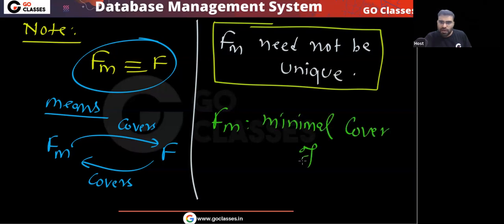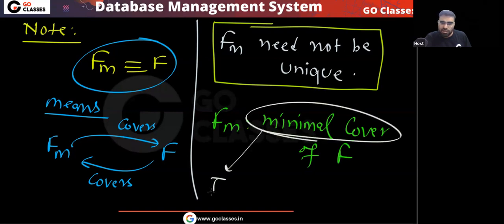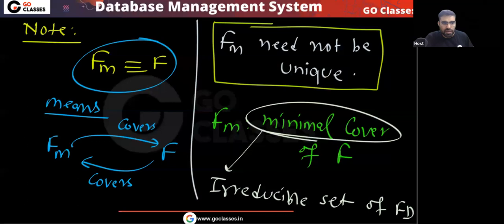Minimal cover of F. What do you think this minimal cover means? Remember, minimal means you cannot reduce further. Minimal cover simply means an irreducible set of FDs. You cannot reduce further, which means from this minimal cover you cannot delete any attribute or any FD.